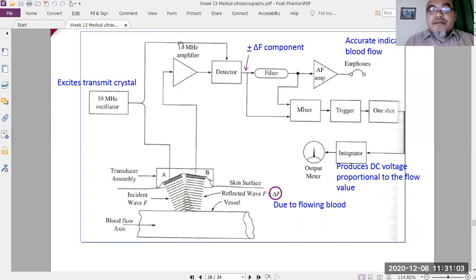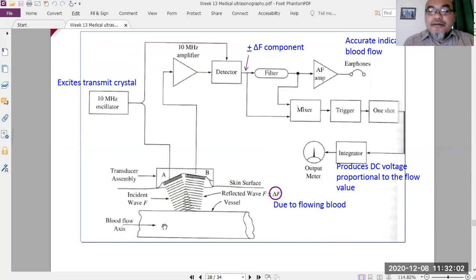Okay, and this is captured using an amplifier here. So both the oscillation from the 10 megahertz oscillator and this captured signal will be detected by this detector, and then it will detect the frequency shift plus minus delta F component. Then it will be filtered and also mixed. Afterwards, we can put it into earphones or a speaker to listen to the blood flow. Then this can be put into, for example, a trigger and integrated to produce a DC voltage proportional to the flow value, and then used to move a meter, or otherwise we can also use it to indicate values in a digital display, for example.